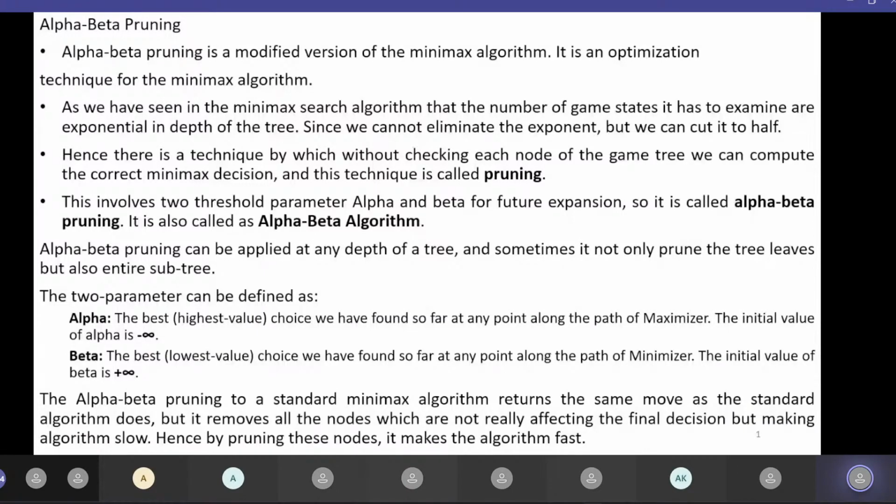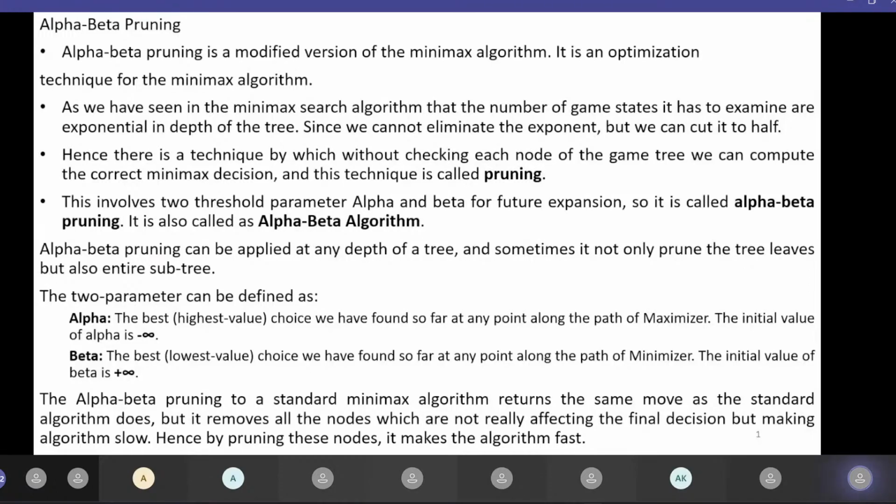The number of game states to examine is exponential in the depth of the tree. We just cannot eliminate the exponent, but we could cut it down. Here there's a technique by which we can compute the correct min-max decision without checking each node of the game tree. This technique is called pruning.